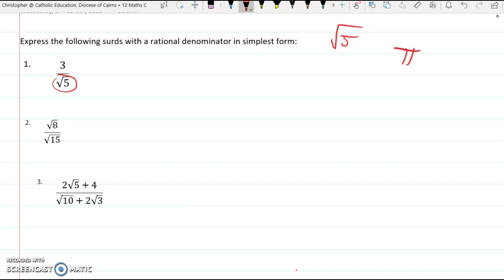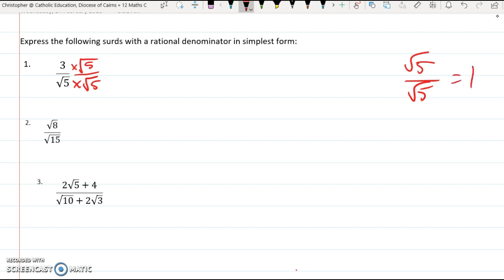Okay, so to rationalise, basically we want to make it a whole number. So the easiest way of doing that is to multiply the bottom by itself. So multiply root 5 by root 5. But one of our golden rules with doing that to fractions is whatever you do to the bottom, you have to do to the top. So we're also going to multiply the top by the square root of 5. Now we can do that because square root of 5 over the square root of 5 is equal to 1. So effectively we're multiplying by 1. But what that does is it undoes the bottom.